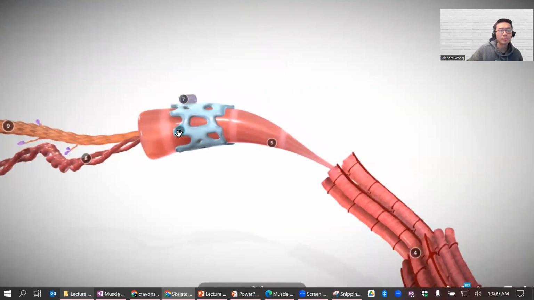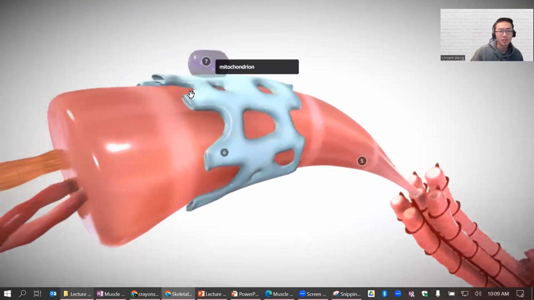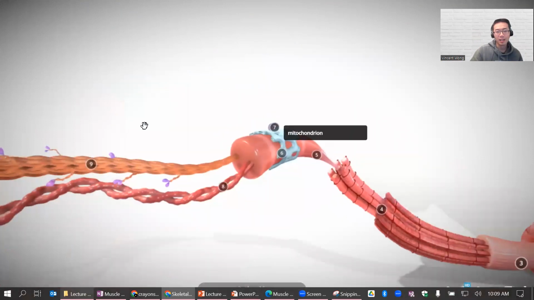What's number 6? Sarcoplasmic reticulum. That's right, the sarcoplasmic reticulum, which contains calcium, right? Okay, the calcium that's going to be very important for muscle contraction. Okay, number 7, I think, is just a mitochondria that supplies the ATP.